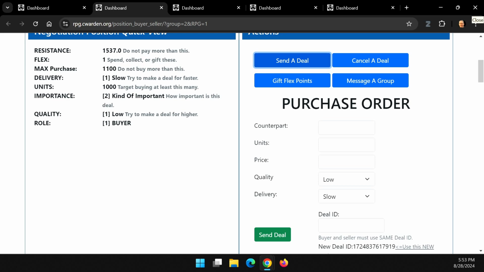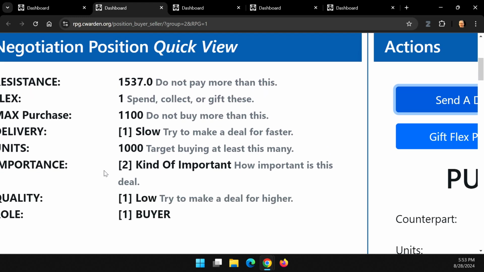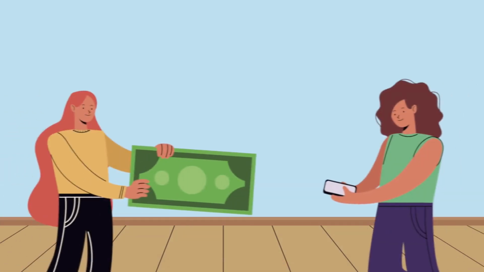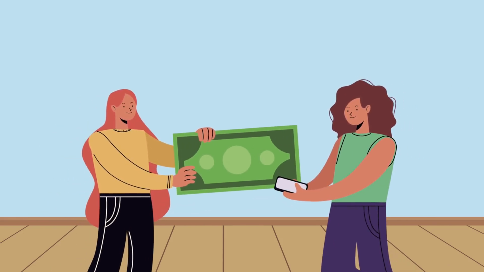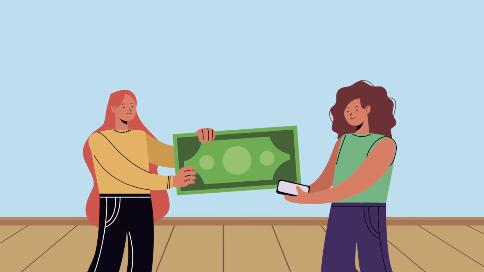All right, so let's look at this example here. We have a buyer and their resistance is 1,537. That's their resistance. So they're going to buy at this price or lower. They would like to buy lower, of course.